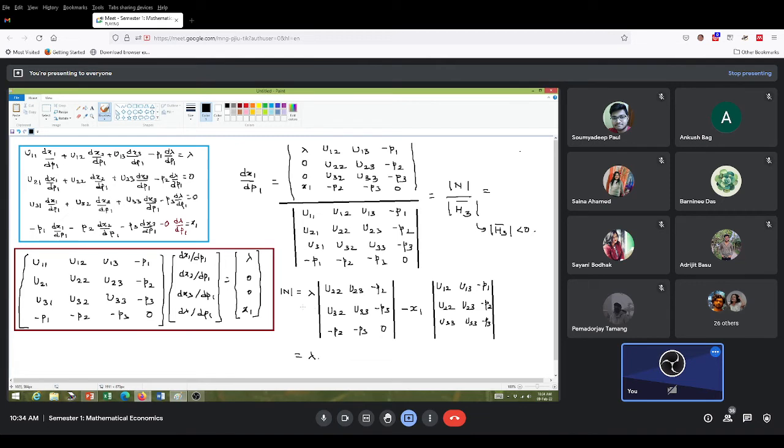What is the first determinant? Sir, H2. Right. And what is this determinant? Whatever it is, it's not a bordered Hessian. A bordered Hessian should have 0 over here and prices over here. So let's keep it aside.